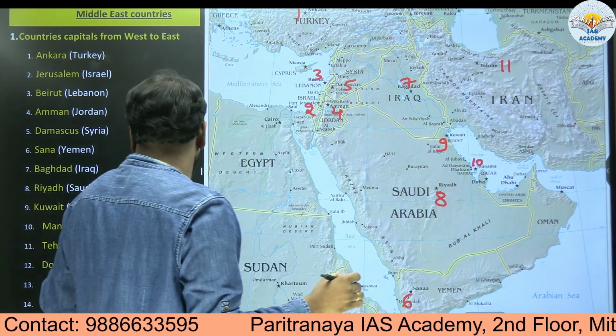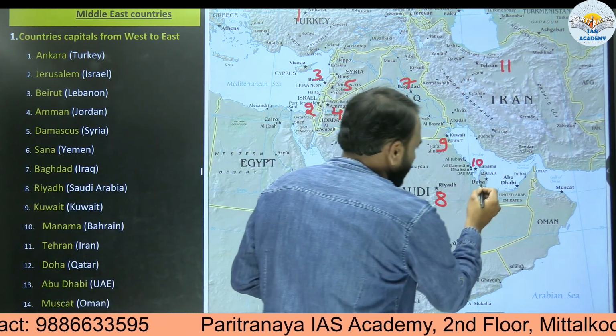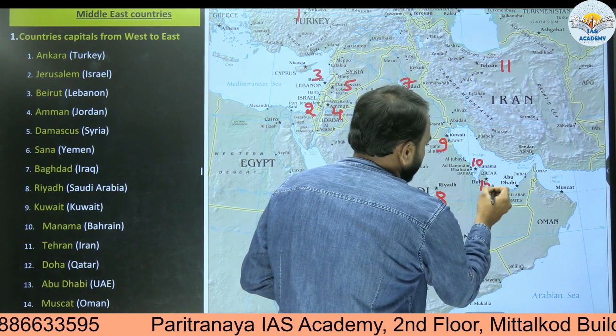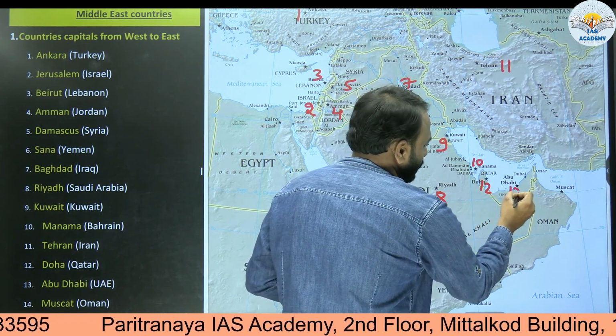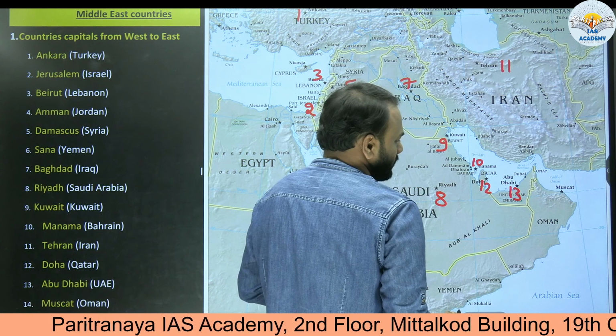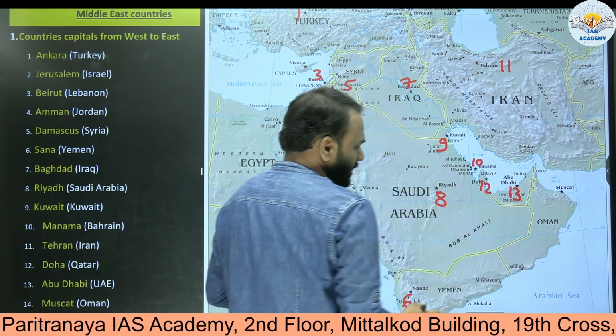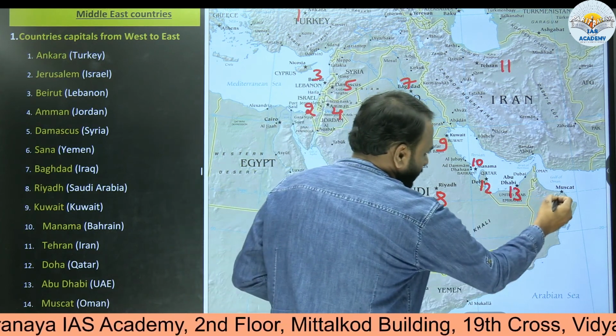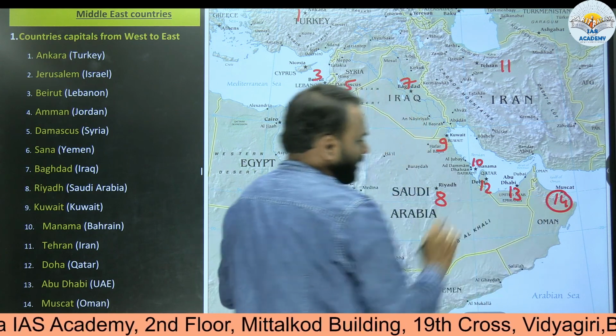After that, we have Doha. Doha is capital of Qatar. After that, 13, Abu Dhabi is the capital of Dubai. Sorry, United Arab Emirates. Next, 14, Muscat is the capital of Oman.